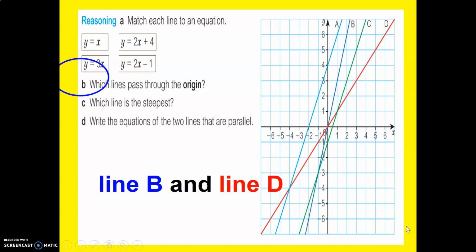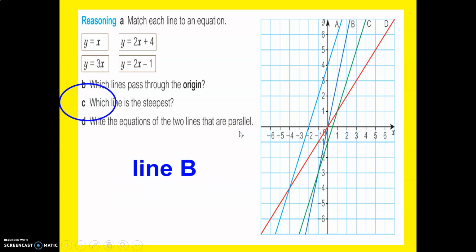Let's move on to the second question. Which lines pass through the origin? As you can see, the blue line passes through the origin as well as the red line. Therefore, lines B and D pass through the origin. Question C. Which line is the steepest? Comparing these lines, B is the steepest line.